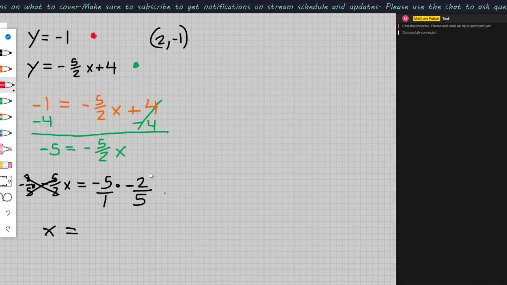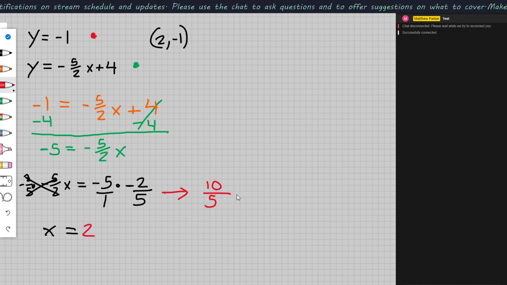So straight across would be -5 times -2, which is +10. 1 times 5 is just 5, and then 10 divided by 5 is just going to be 2. Okay, so that's another way you can do that. You still get the exact same answer. Hey, look at that. X equals 2. Y equals -1, so our answer is still 2, -1. We didn't have to solve for y this time because it was already solved for us.